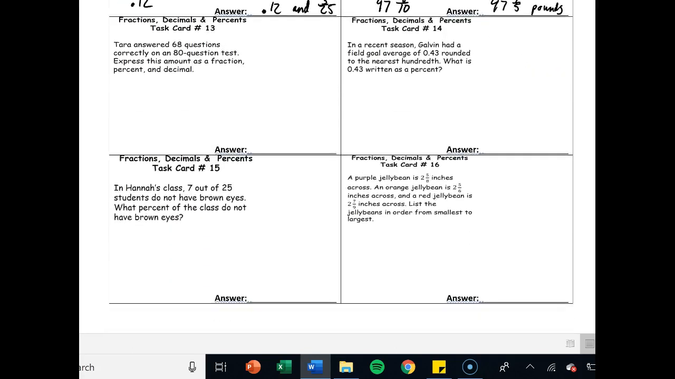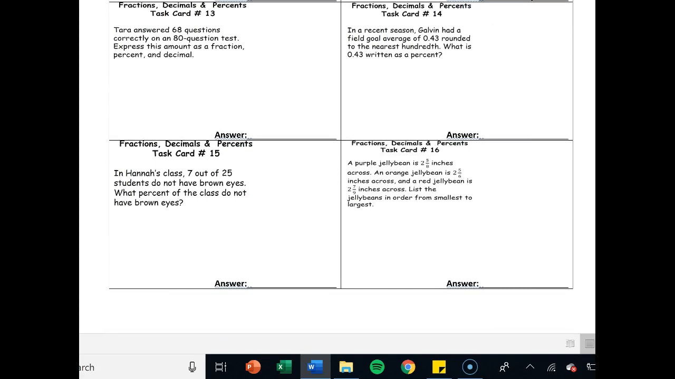Okay. Next one, it says Tara answered 68 questions correctly on an 80-question test. Express this amount as a fraction, percent, and decimal. So basically, it doesn't look like they've given you anything here, right? But if I'm answering 68 out of 80 questions correctly, that's a fraction. So basically, they want you to convert a fraction to a decimal, percent, and simplified fraction, right? So really, you should have 3 answers here.